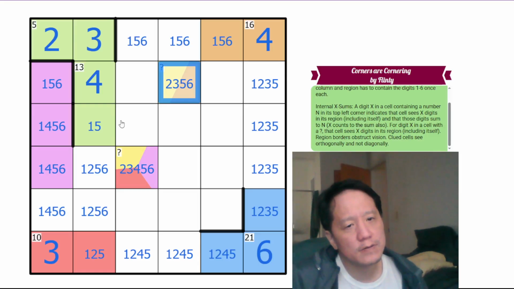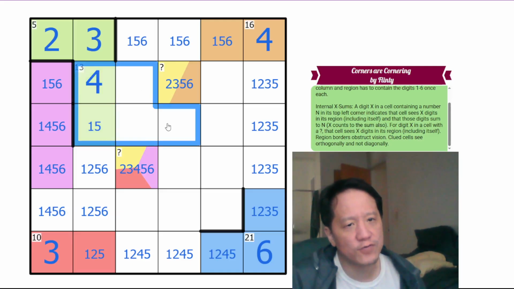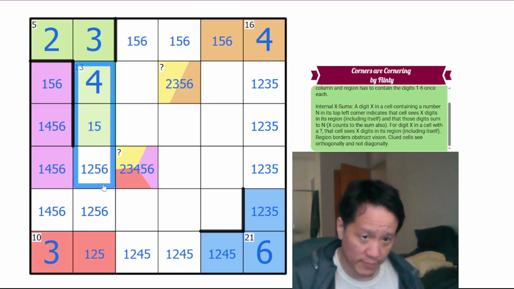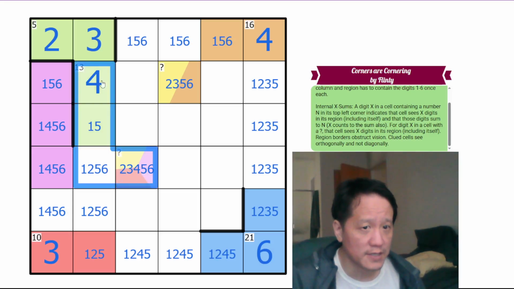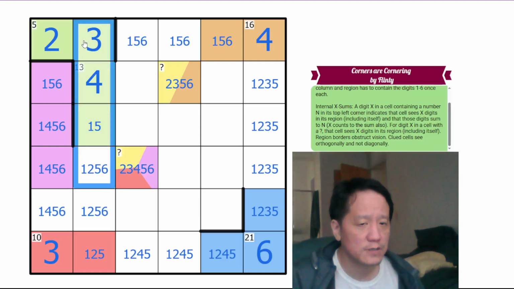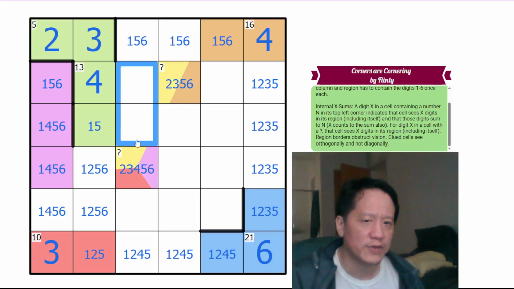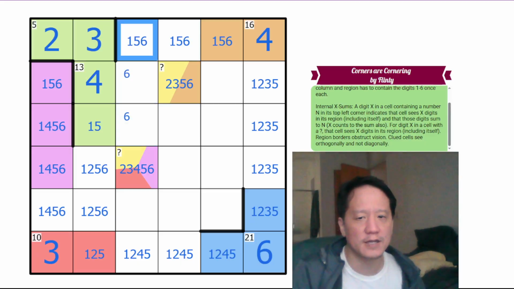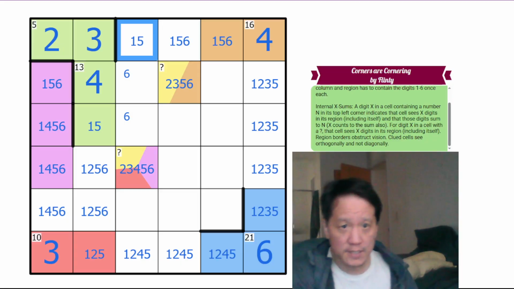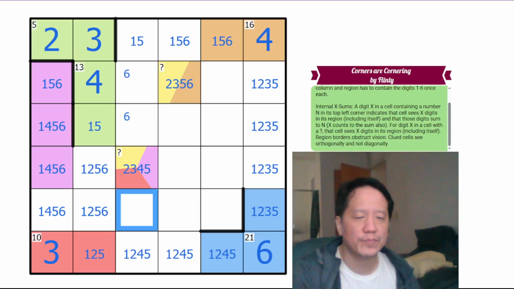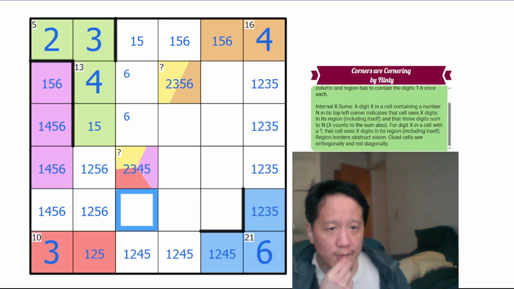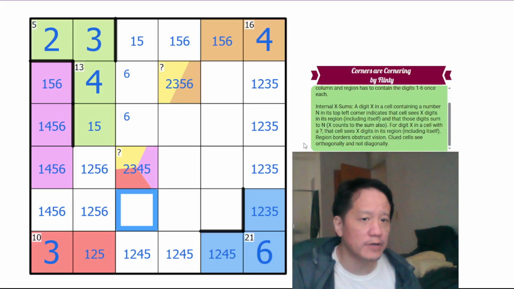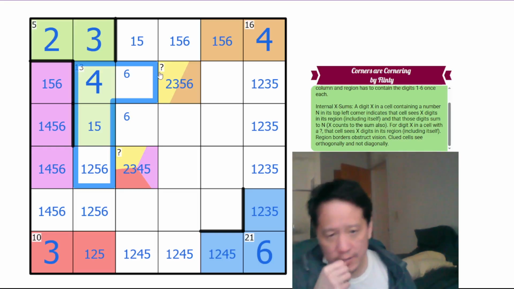Oh. If this is 1515, this has to be 6. There's no other place for it. If this is 1515, it cannot be part of this because this would have to be 6 and it does not see 6 cells in its region. So one of these two would have to be 6 essentially. So one of these two is guaranteed to be 6, which means this can't be 6 here. Yeah, the green could go something like this, right?